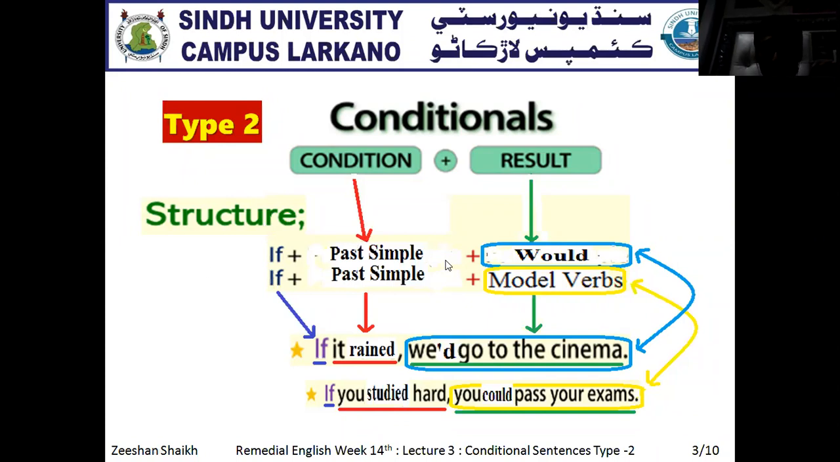But if we are making it with modal verbs, then the first sentence would be the past simple, and in the second sentence you have to use could: you could pass your exams. Clear? Along with this, you can also use might: you might pass your exams. Clear? In the second example, if you studied hard, this is the past simple tense, and the second sentence, you could pass your exams. In place of could, you can use might, and even would as well. So this is up to you whether you use could or might. Clear? This is the modal verb, and these are the two specific structures of conditional sentences type 2. Clear?